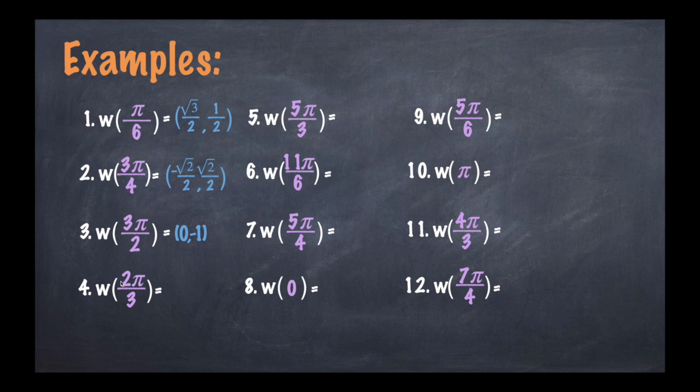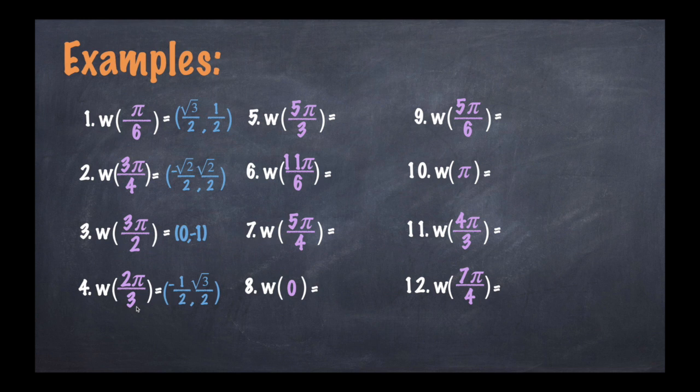For number 4, 2 pi over 3, this value is going to start with 1/2, and it's going to end with root 3 over 2. And as far as the quadrant, the numerator is 1 smaller than the denominator, which puts it in the second quadrant. So that value is going to be negative 1/2 comma root 3 over 2.